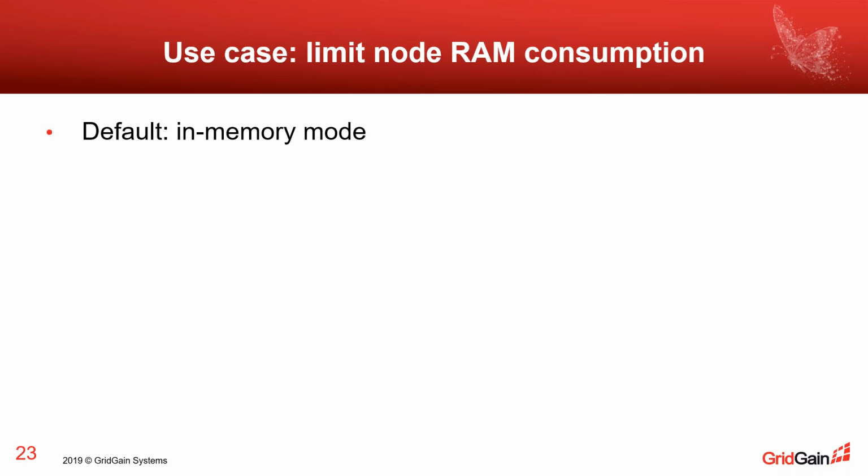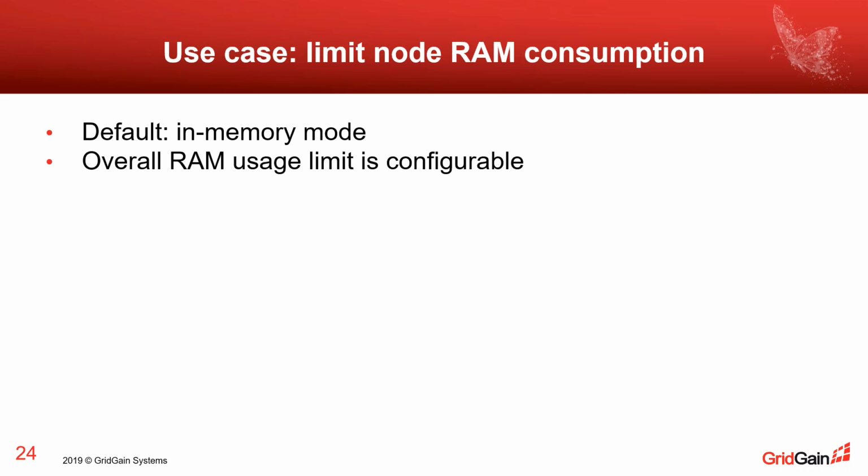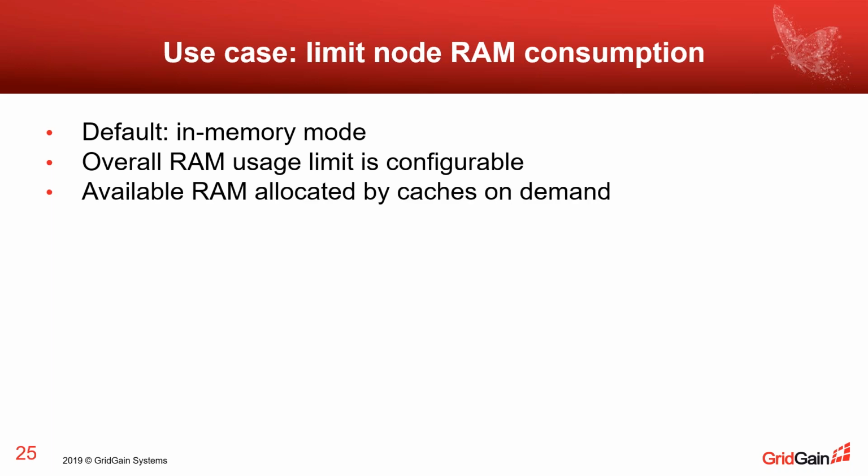Second reason is to not consume all available memory, because in such case, the operating system will starve and will not have enough memory for operating system activities. So what you can do in Ignite for such case is to limit overall RAM usage. And there will be a certain limit, and all Ignite caches will operate inside a memory region of exactly that size.